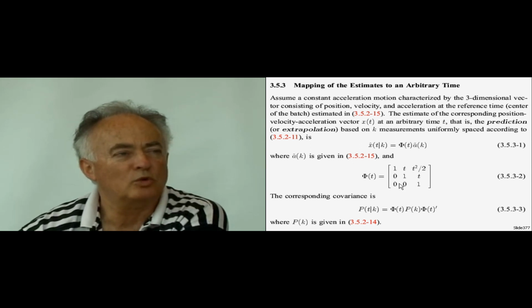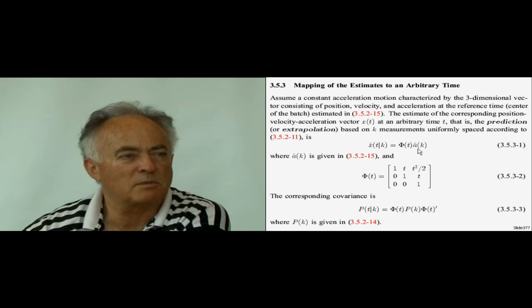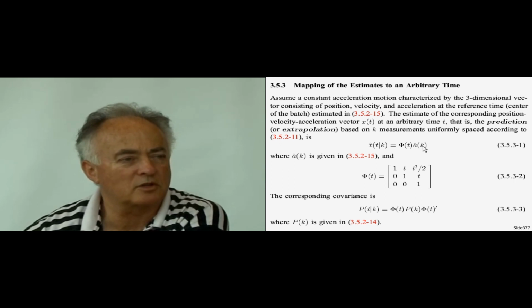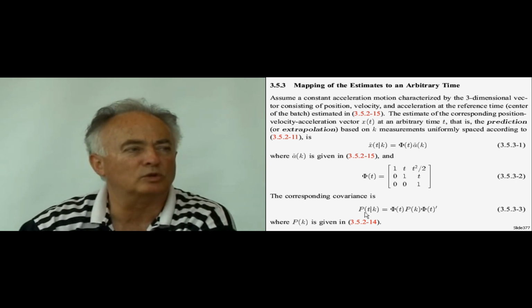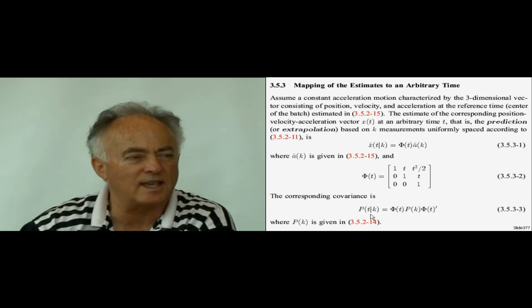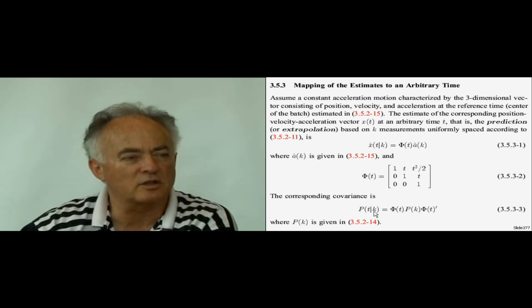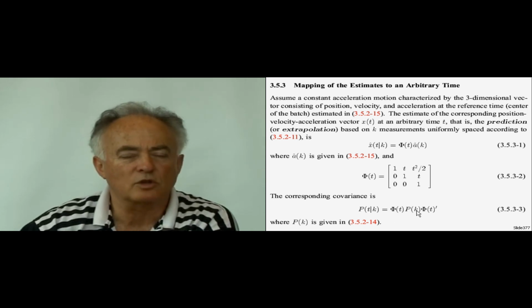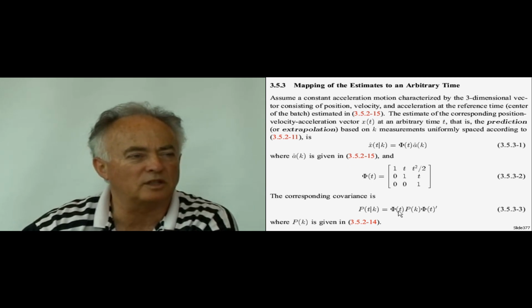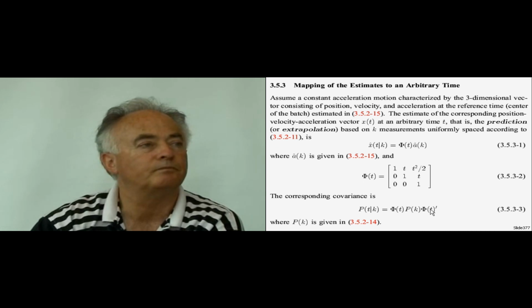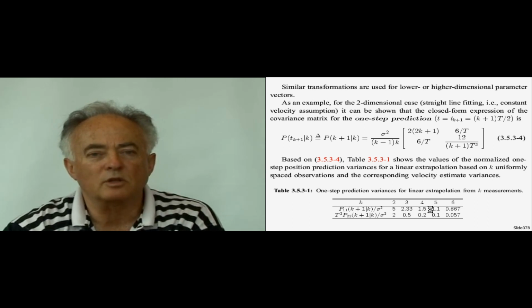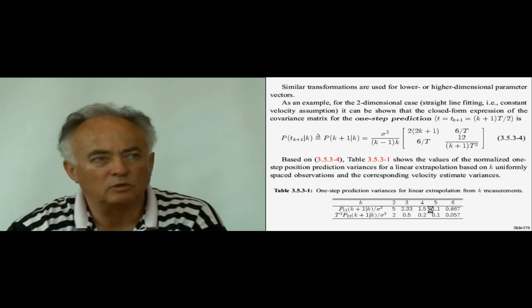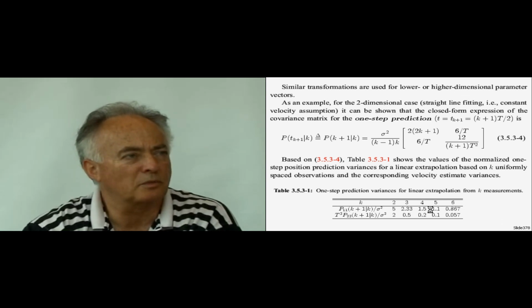Now, once we do this extrapolation based on the parameter estimate for the center of the batch, again position, velocity, acceleration, we will also have a covariance associated with the estimated or extrapolated value at time t based on those k observations. We take the P_k, the covariance of the parameter estimate at the center of the batch, pre and post multiplied with phi(t) and phi(t) transpose. You can come up very easily based on this with similar transformation for lower or higher dimensional parameter vectors.